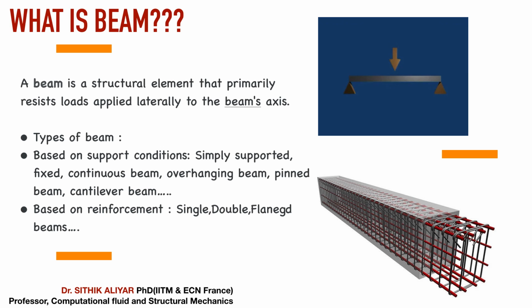In a doubly reinforced section, we will have reinforcement at both top and bottom. Flanged beams, sorry, there was a spelling mistake, it is flanged beam. A flanged beam is a beam monolithically cast with the slab. I will give you more real-time pictures when we come to flanged beams so that you understand more. I hope by the end of this slide you are clear on what a beam is and the different types of beams, based on support condition and based on reinforcement.